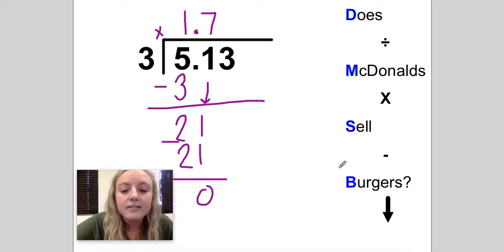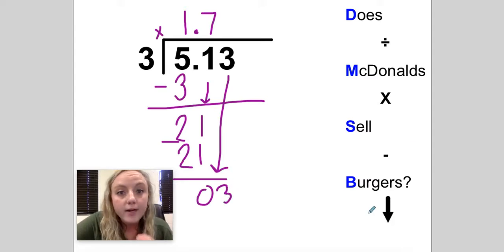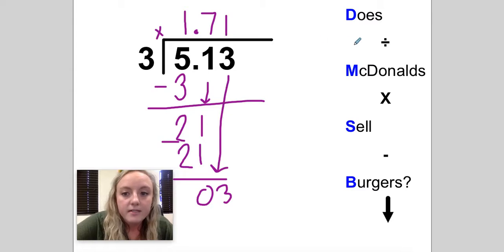But I'm not done yet. My next step is to bring down. Do I have any other digits to bring down? Yes, I do. So I'm going to bring down my 3. Then I start over. If you bring a digit down, you've got to do something with it. So I'm going to divide. How many groups of 3 can fit into 3? 1. That's my division step.